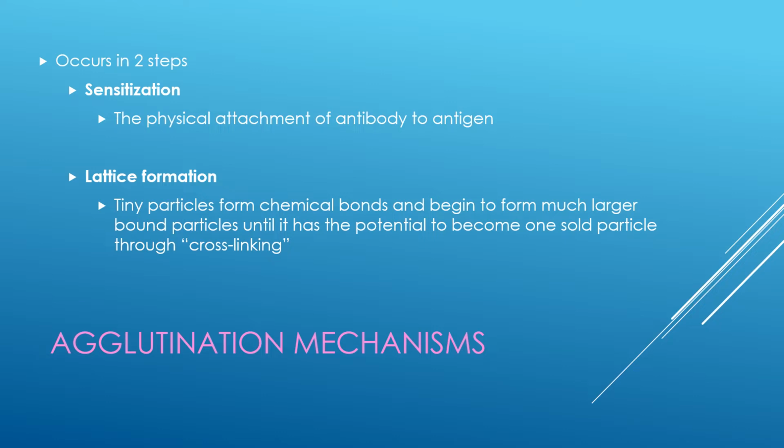Agglutination and hemagglutination occur in two steps, and those steps are called sensitization and lattice formation. The first step, sensitization, is the physical attachment of antibody to antigen. It's when an antibody physically binds to a cell or particulate, thus sensitizing it. In lattice formation, tiny particles from chemical bonds begin to form much larger bound particles until the potential to become one solid particle through cross-linking starts to occur.